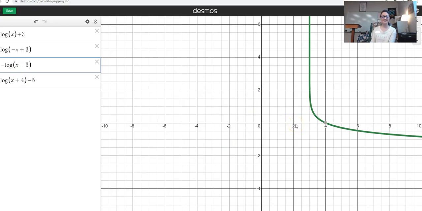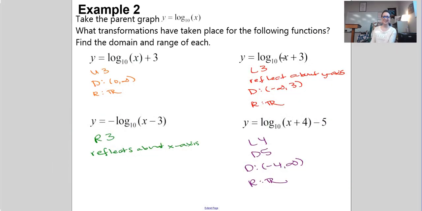So has the range changed? The range is still all real numbers. Now the domain goes from what to infinity? From 3 to infinity. So domain is 3 to infinity. You can just set this equal to 0 to find where we start, and the range is still all real numbers.